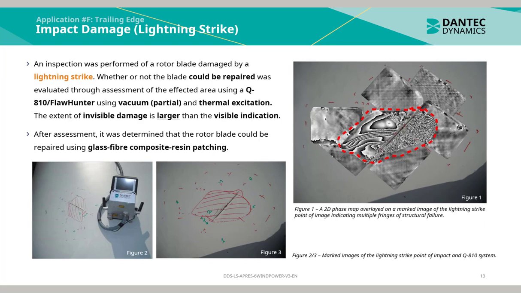In Figure 1, we see a 2D phase map overlaid on a marked image of the lightning strike point of impact, indicating multiple fringes of structural failure. In Figures 2 and 3, we see marked images of the lightning strike point of impact and the Q810 system.